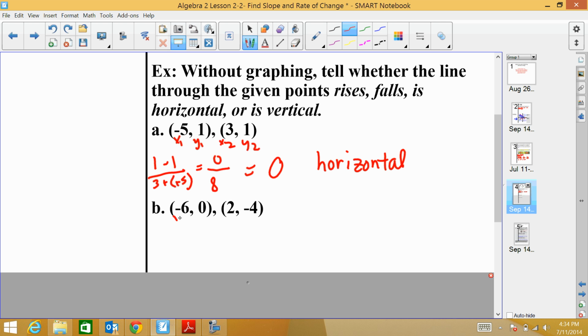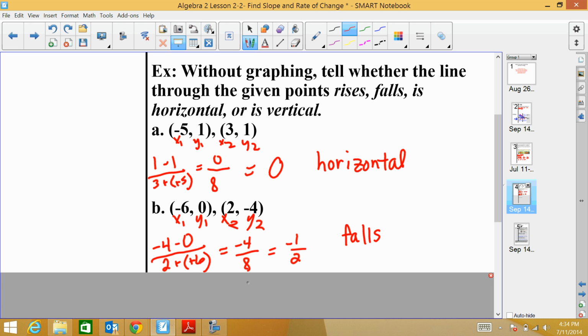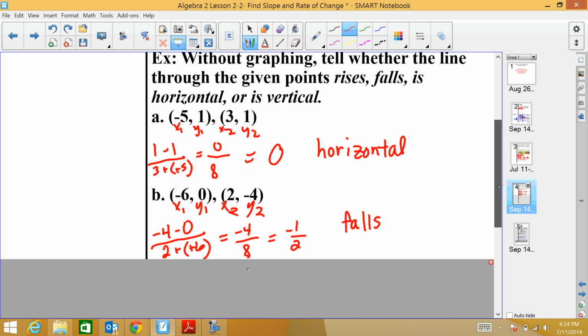So again, we have x1, y1, x2, y2. So we have negative 4 minus 0 over 2 minus negative 6. That's going to become plus. So we get negative 4 over 8, and we always want to reduce. So we get negative 1/2. Since it's negative, which one is it going to be? Right, it's going to fall because it's a negative slope.